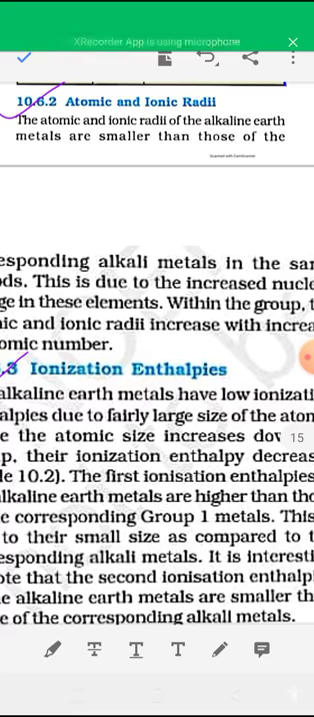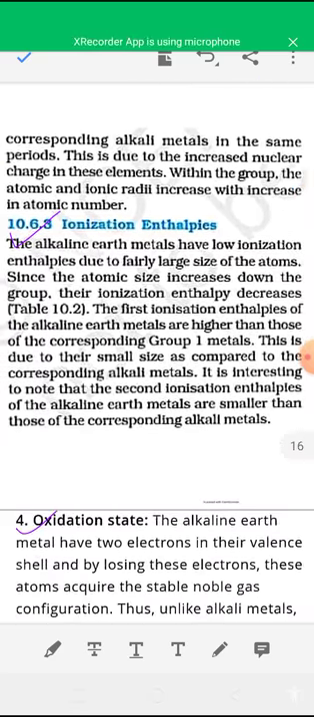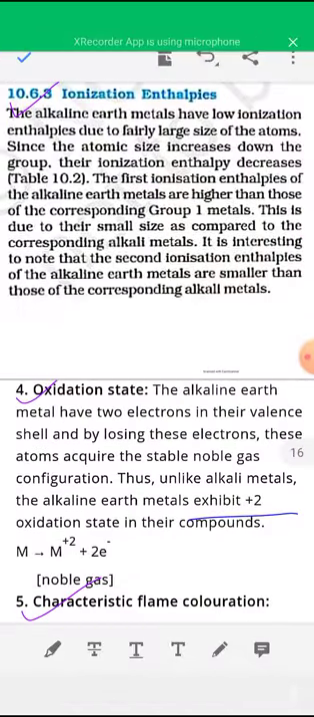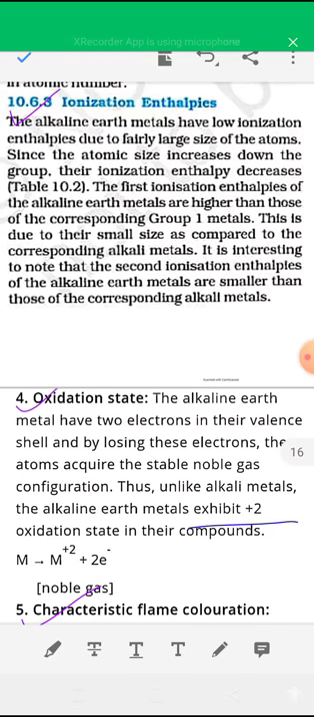Now see atomic and ionic radii, same as group 1 elements. Similar to group 1 elements, down the group their atomic and ionic radii increase from beryllium to radium. Change in ionization energy is also similar, that is, down the group ionization energy decreases because size increases down the group. So the alkaline earth metals have low ionization energy due to the fairly large size of the atom. And since the atomic size increases down the group, their ionization enthalpy also decreases.